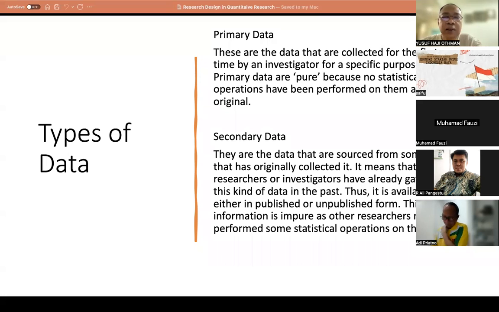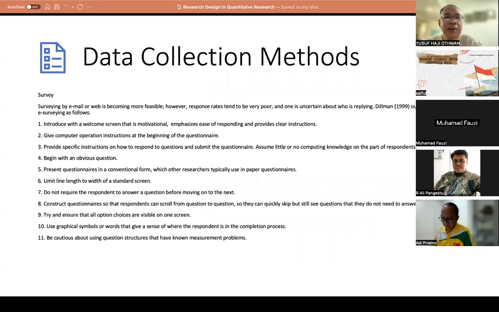Secondary data are the data that are sourced from some place that has originally collected it. It means that some researchers or investigators have already gathered this kind of data in the past. So it's available either in published or unpublished form. This information is impure, it's not pure, because other researchers have performed some statistical operations on them. So any question?